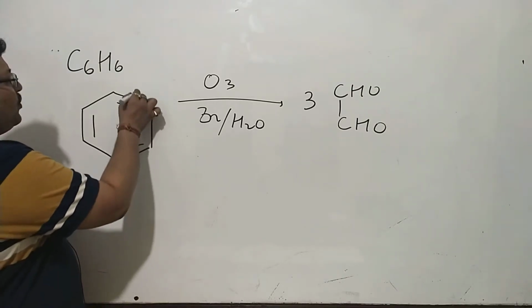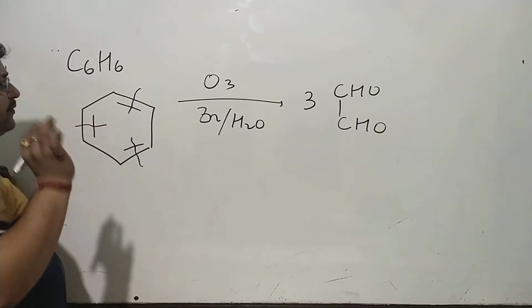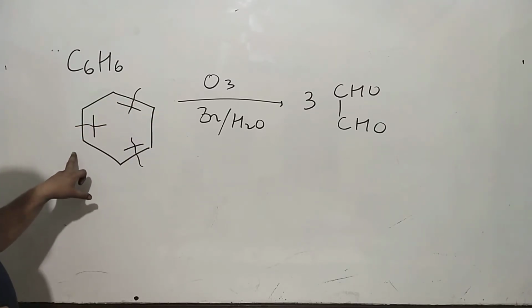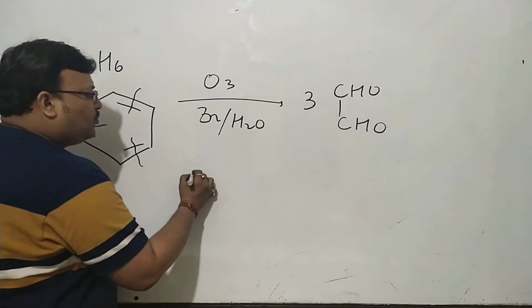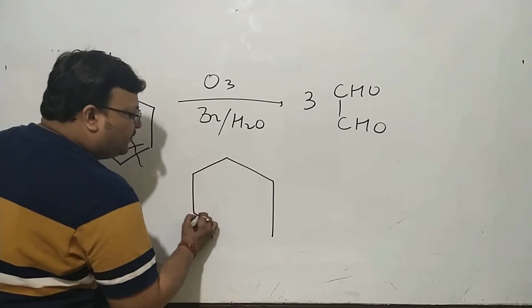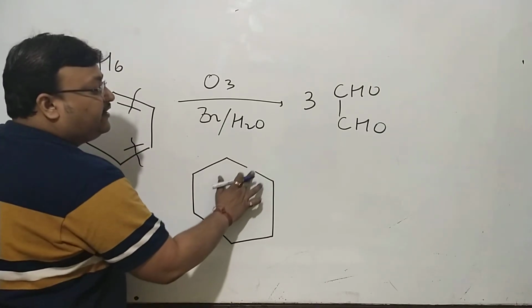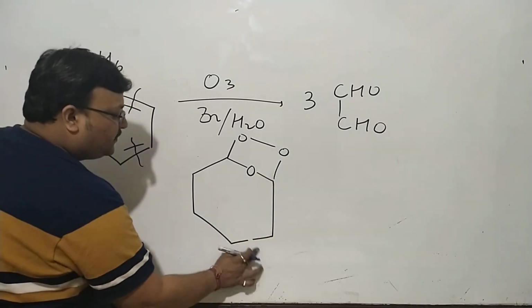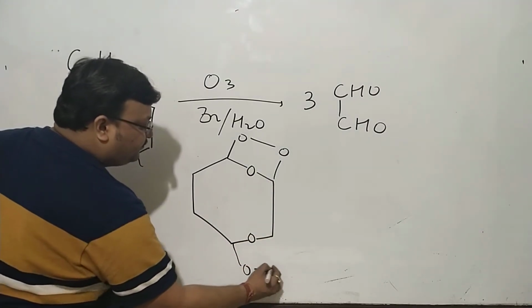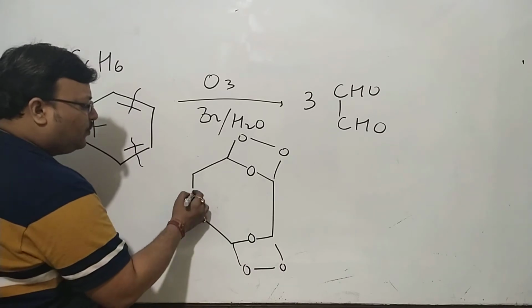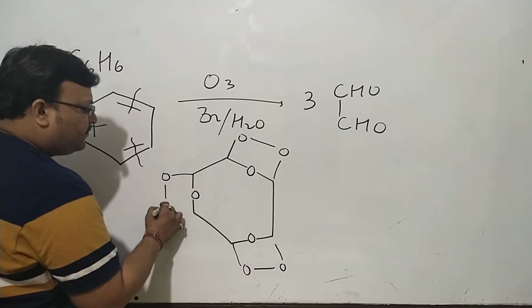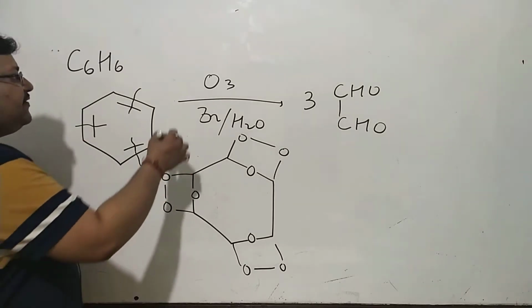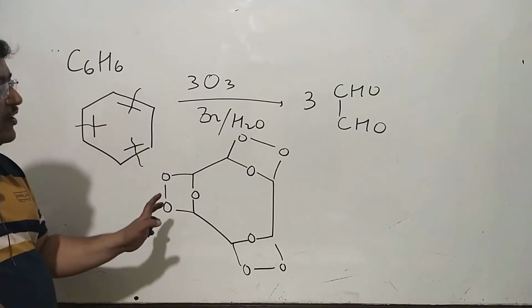Some of you might just want to confirm it this way, and others might want to do it in a more elaborate manner. And that manner is drawing the triozonide. So there is an ozonide here, and there is an ozonide here. A benzene would certainly react with 3 moles of ozone this way, giving you a triozonide.